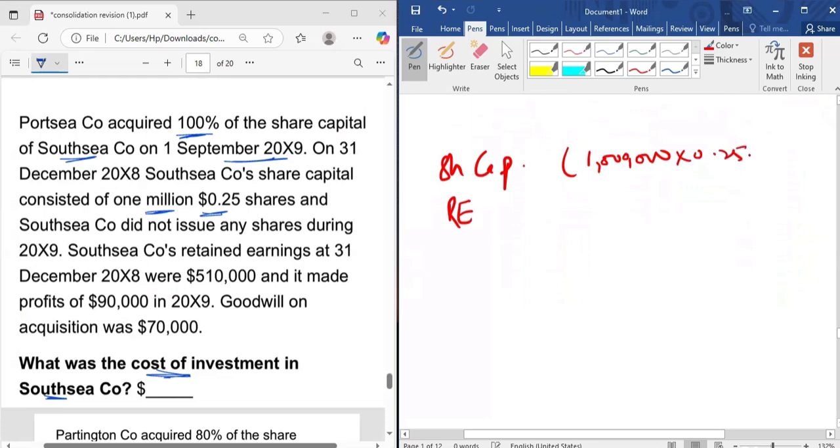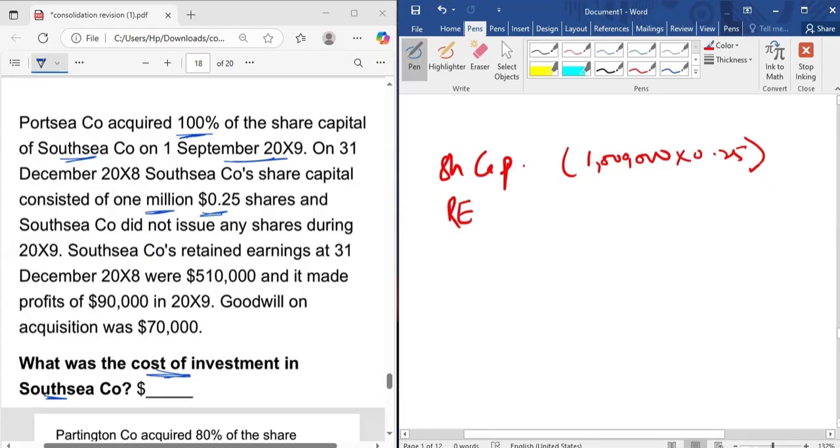Guys, please don't do the percentage. Like suppose Port Sea acquired 80% of it. Do not calculate 80% of it because here we are looking at the entire net assets of the subsidiary. So please do not multiply it by any percentage. We always take 100% of it.